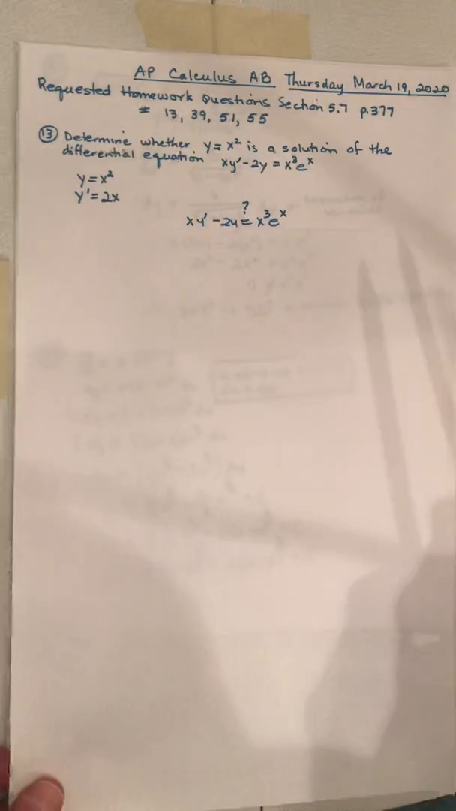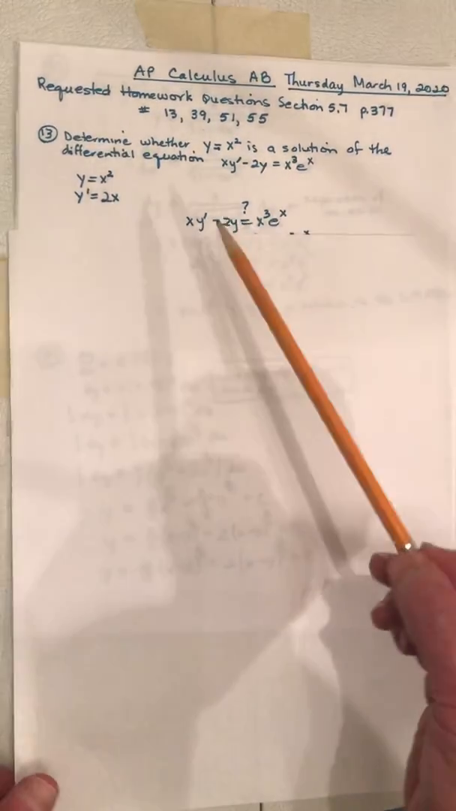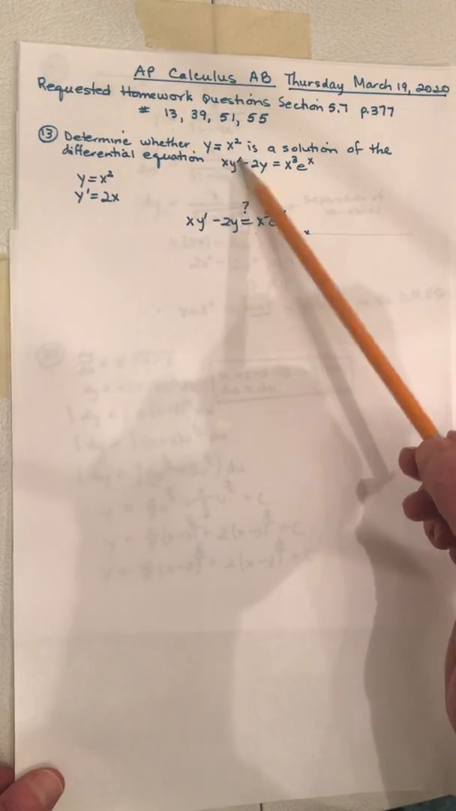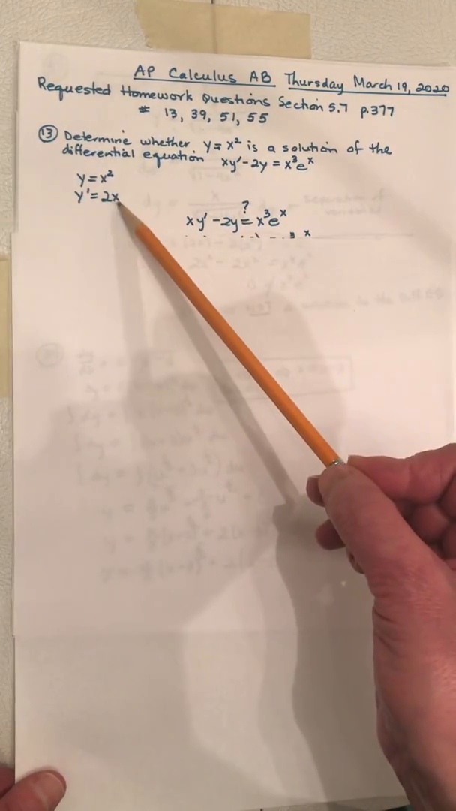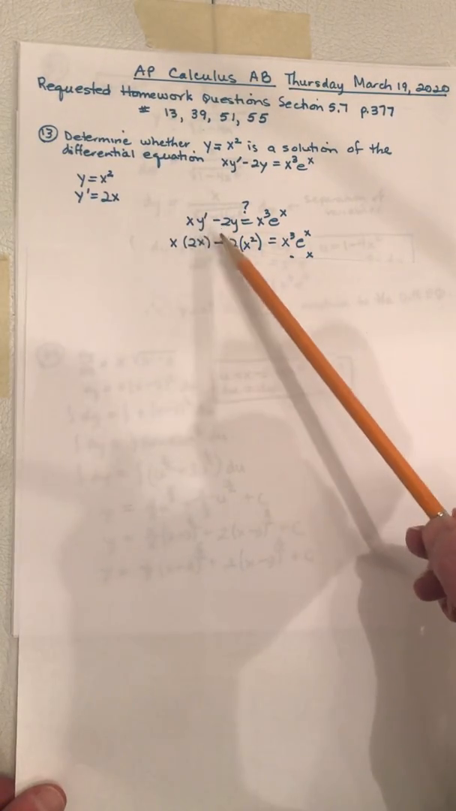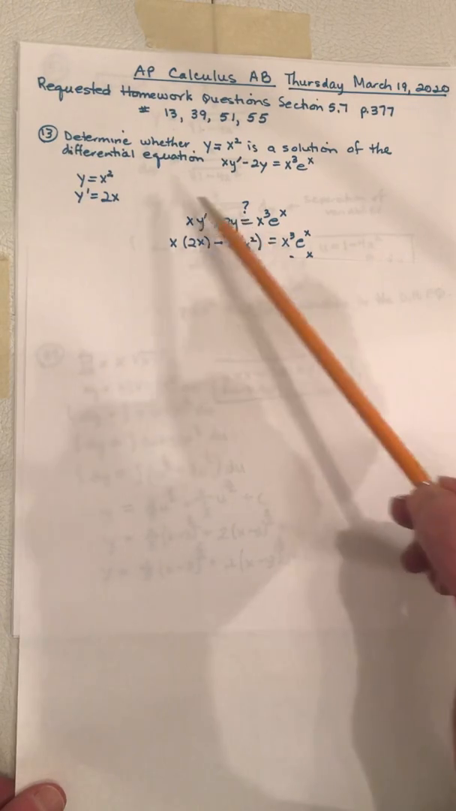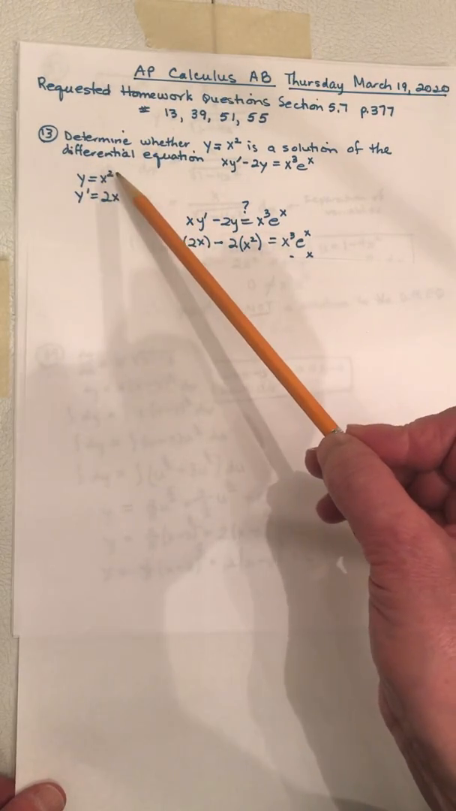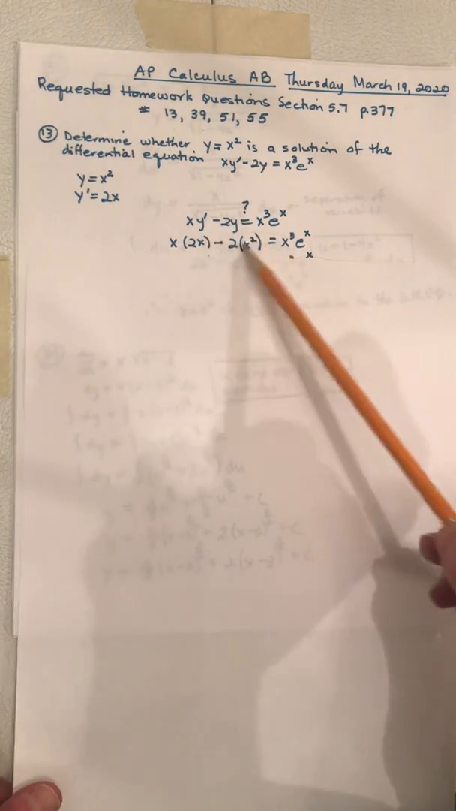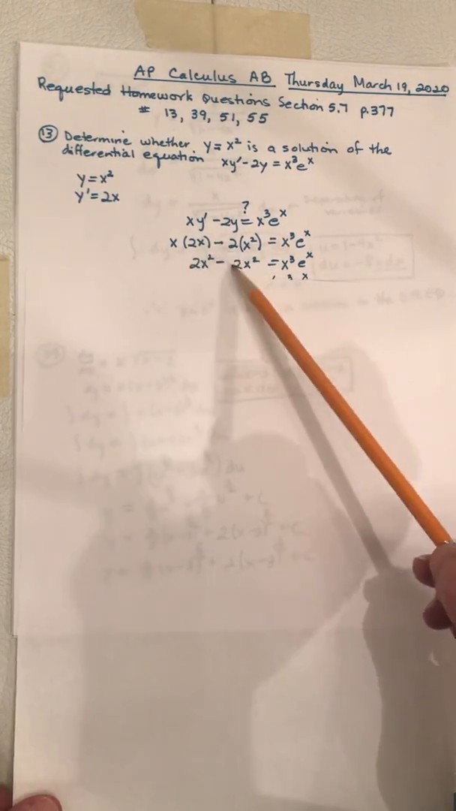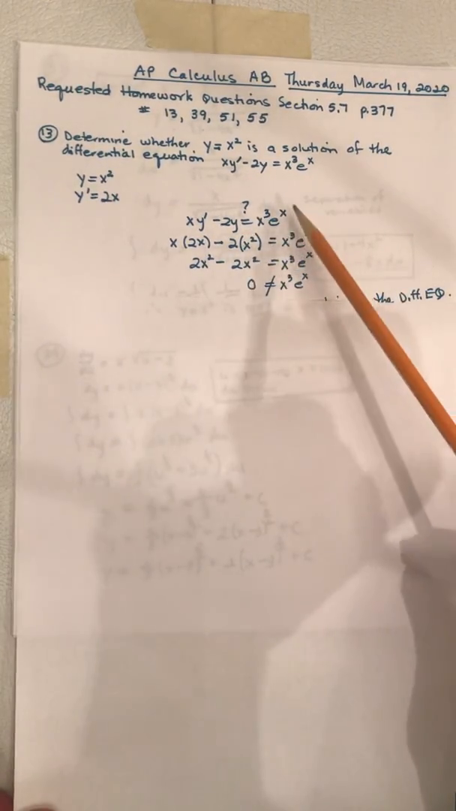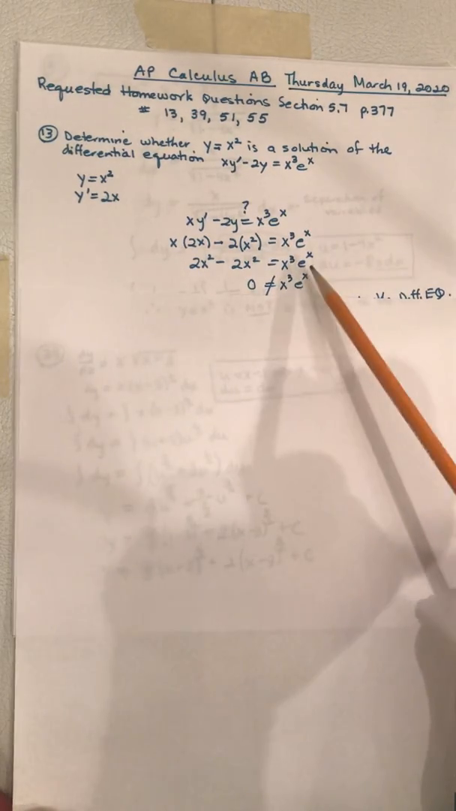Okay, let's do this step by step. Here's the differential equation. Now I'm just going to substitute in for y prime the derivative of our proposed solution, which is 2x. So we have x times 2x minus 2 times y. Y was originally stated as x squared, so we plug that in for y, and then we simplify it. We get 2x squared minus 2x squared, which gives us 0. 0 clearly does not equal x cubed e to the x.